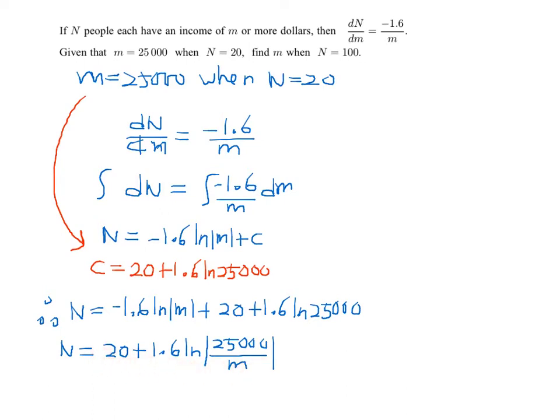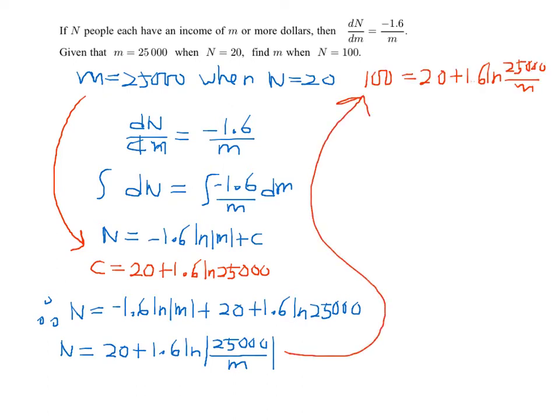But now we are being asked to find the value of m when n is provided. So we'll now use this solution to help us. We have this, substitute n equals 100. And now I can actually do away with the absolute sign. Think about this, because 25,000 clearly is a positive number, and the variable m is the income of people. While income is positive, in the particular context we can just ignore the absolute sign and just leave 25,000 over m.